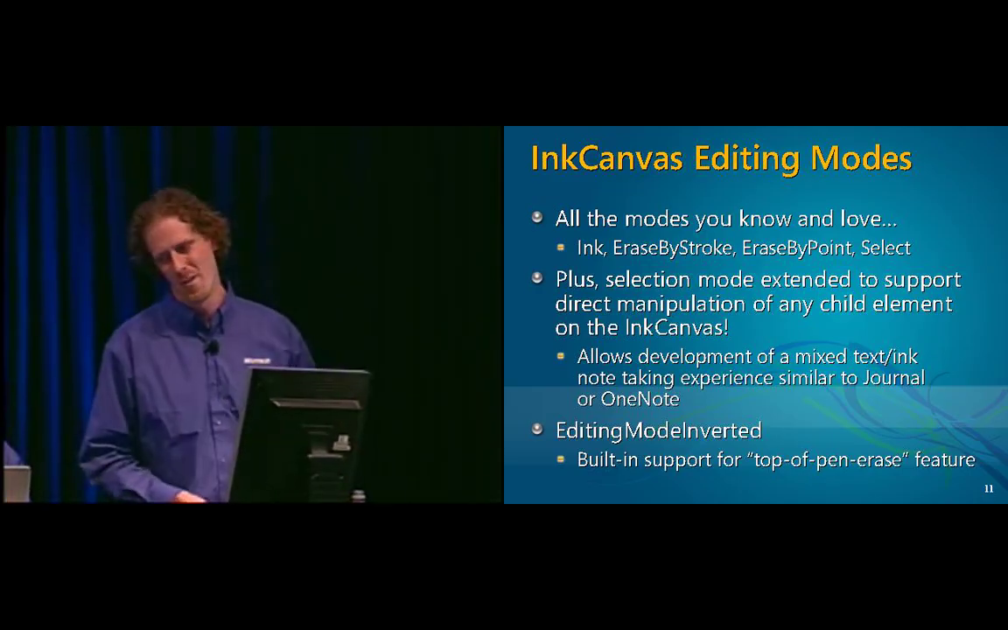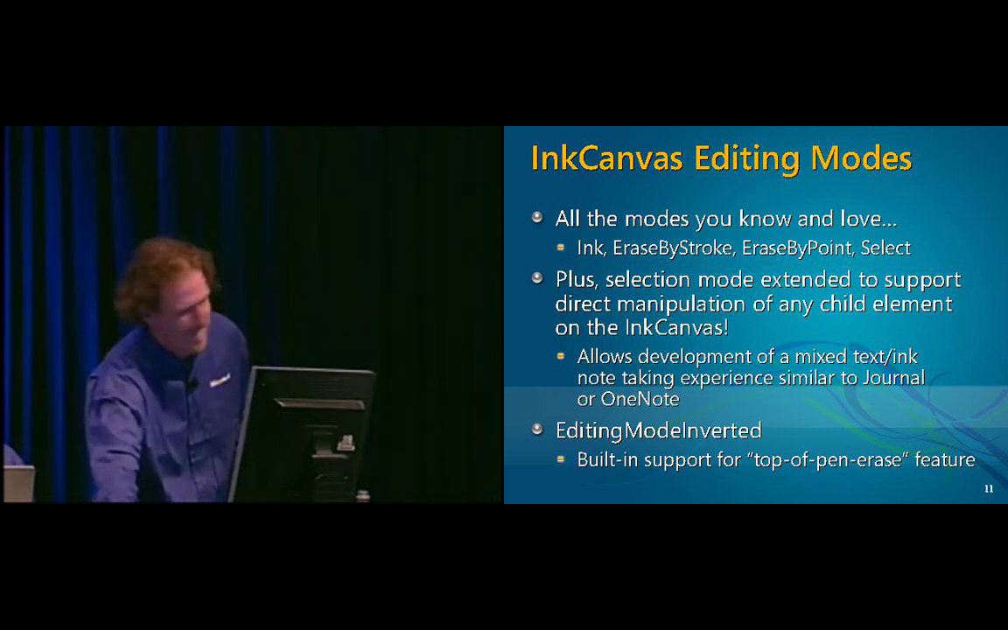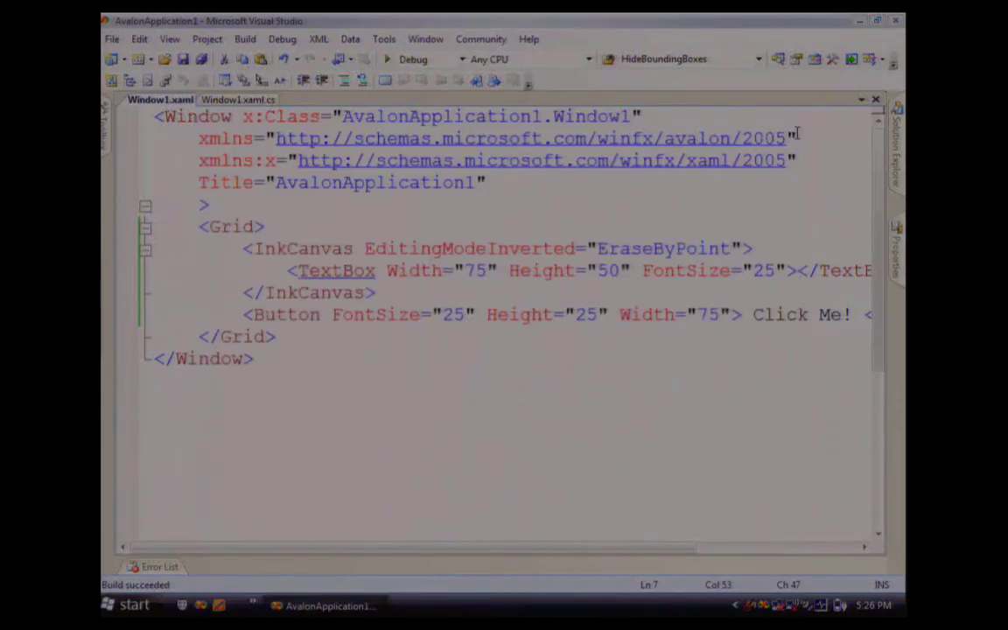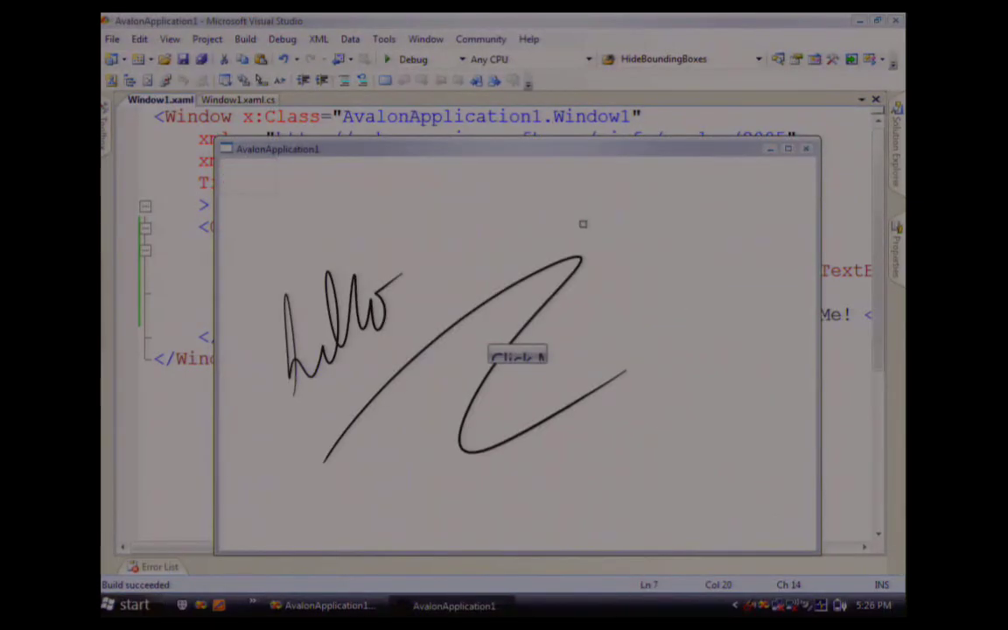Now we just have a property on ink canvas. There you go. Just playing with it here while I talk. All I did was remove that editing mode from equaling select and add editing mode inverted, set it to erase by point. Excellent. Go ahead and compile that. So now you've got ink collection, and if you flip the stylus over, we have the point erase.